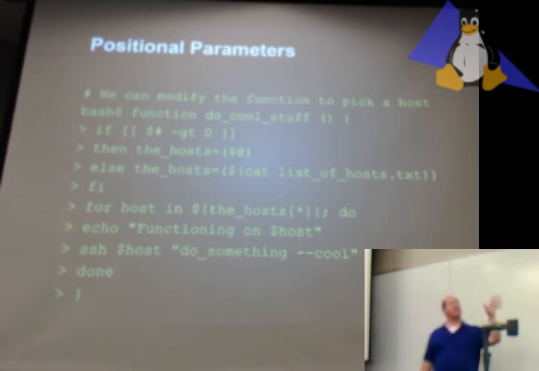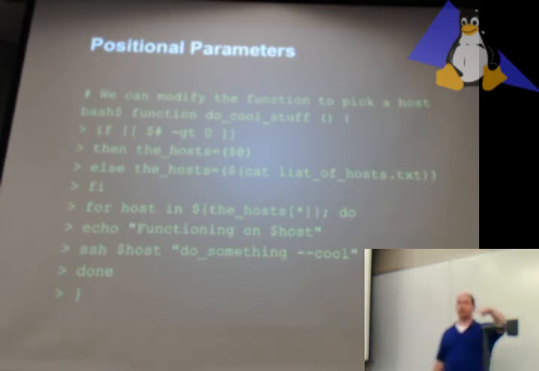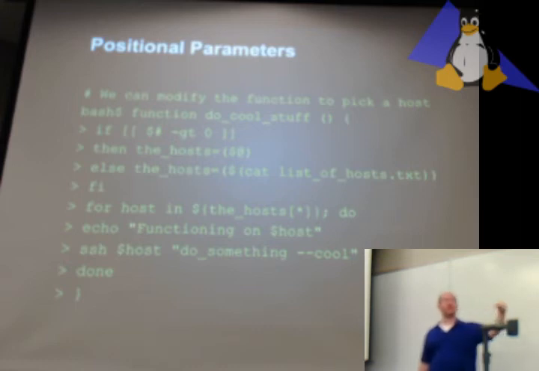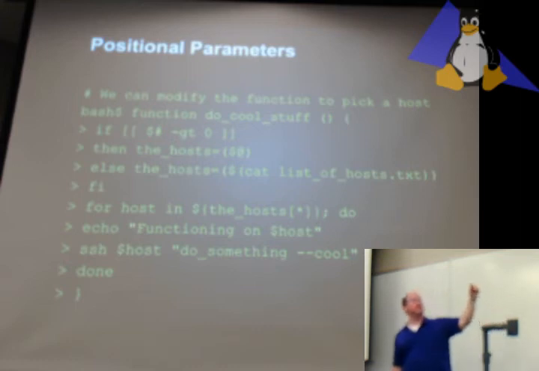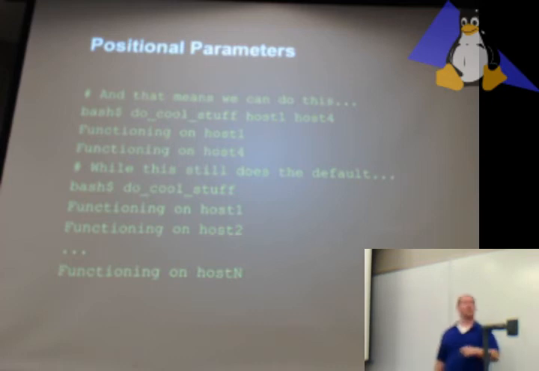If it's more than 0, if there are arguments basically, then I just turn the hosts into the list of those arguments. Otherwise, I turn the hosts into the list of whatever comes out of cat list of hosts, the same way it was before. And so then I just iterate, instead of iterating over the cat, I iterate over the array that I just created and do something on each of those. So what that means is I can do cool stuff on just host 1 and host 4, or I can just do cool stuff and it does exactly what it did before.